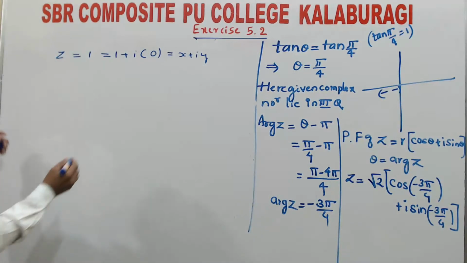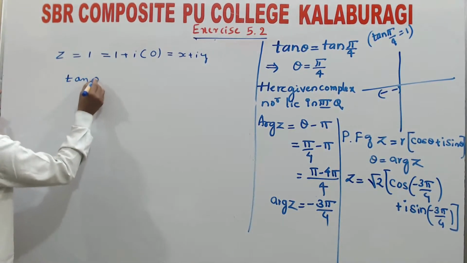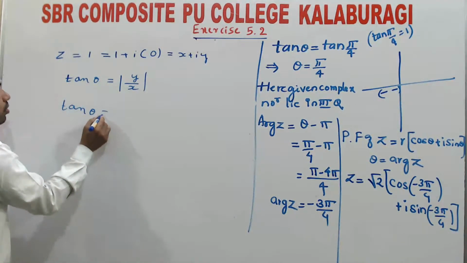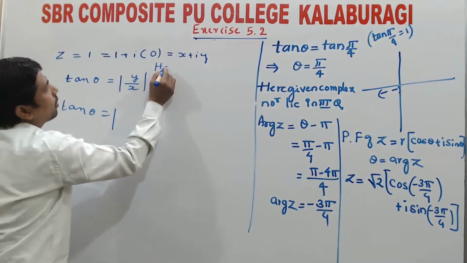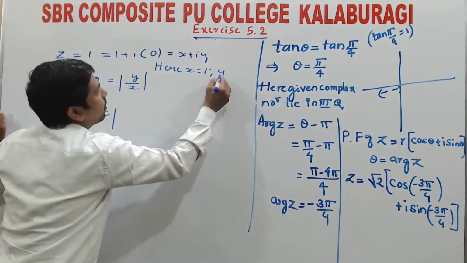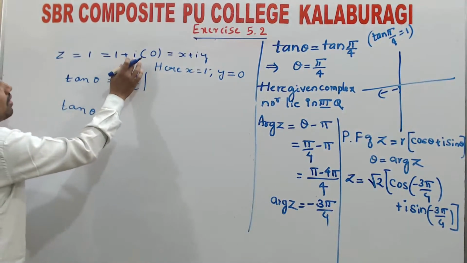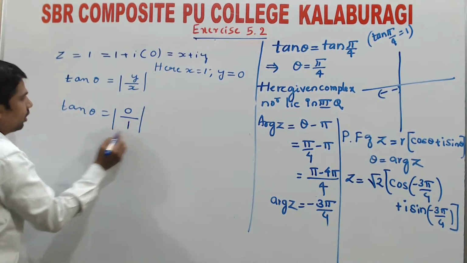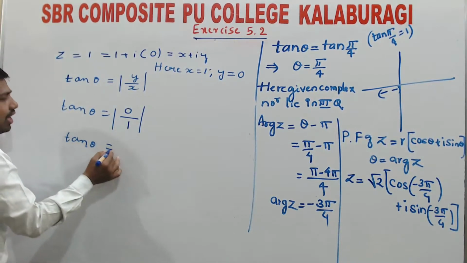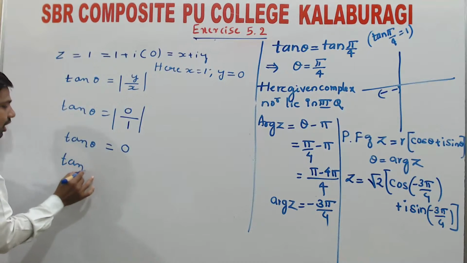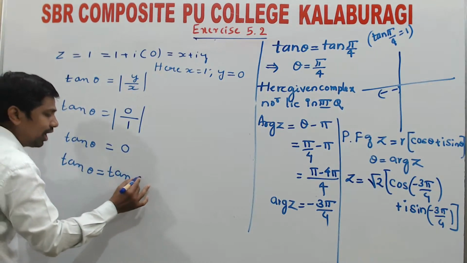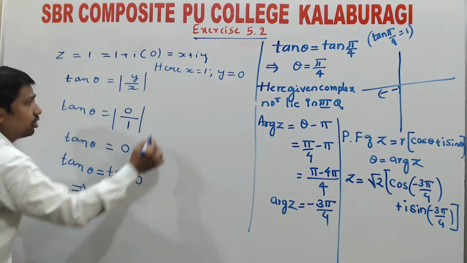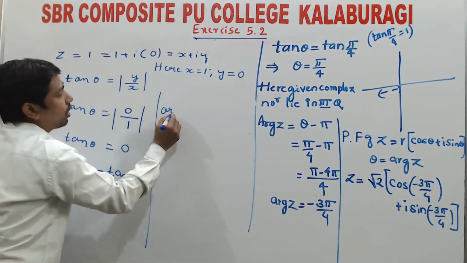Directly, let us find the modulus, that is tan theta. Tan theta is equal to modulus of y by x. So what is y? Here you can take x equal to 1 and y equal to 0, in x plus iy. Y is 0, so 0 by x, which is 1. 0 by any number is equal to 0 only. So tan theta is equal to 0. Tan of which angle is 0? Tan 0 is equal to 0. So theta is equal to 0.